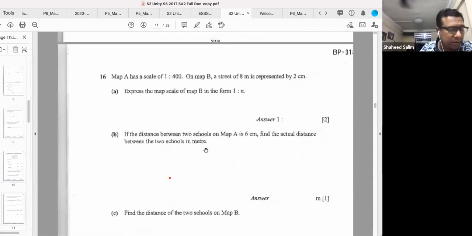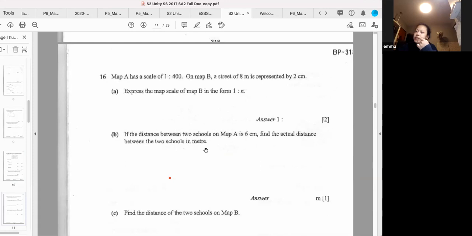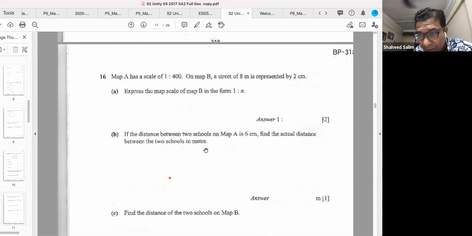Okay, now map skills. 16A. What's your answer? 1 to 15. 16. 16. Okay. Let us see now. 1 to 16 may be correct, but remember, when you have a scale like this, this question is a joker. They already give the answer down here. Okay, but I'm going to show you how this answer is supposed to be.